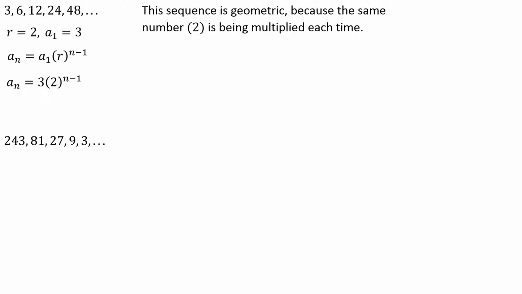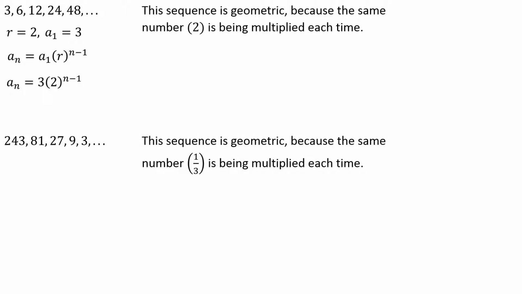Again, this is geometric because I'm multiplying by the exact same number each time. Notice that I claim this is multiplication. I think of it as multiplying by 1/3. I do not think of it as dividing by 3. Right? At first glance, it looks like, hey, we're dividing by 3 each time. But I want to think of it in terms of multiplication. So every single time I multiply by 1/3.